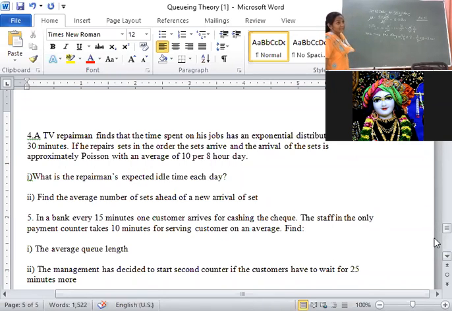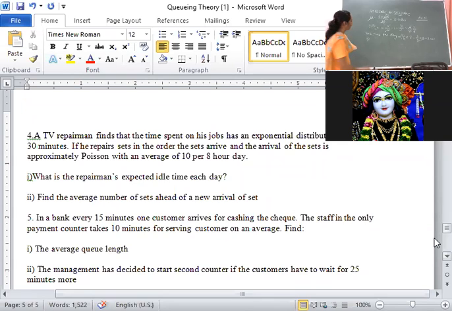Solve it. Second question. Find the average number of sets ahead of a new arrival set. That is nothing but average number of sets ahead, that means still they are in queue. So the second bit answer is queue length. If you see average number of customers in the system, average number of customers in the queue, your average number of sets ahead of a new arrival means still they are in queue. That's why it is the length of the queue.